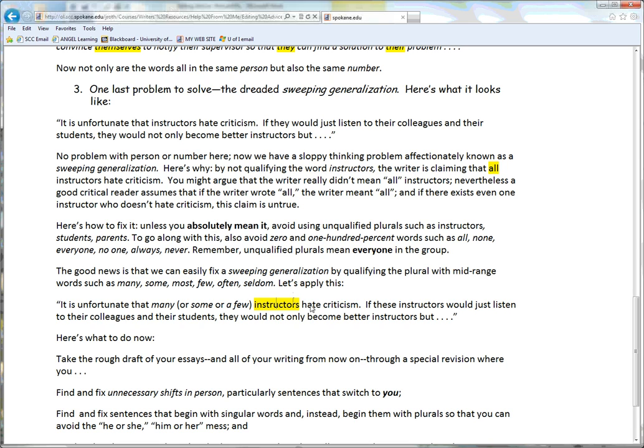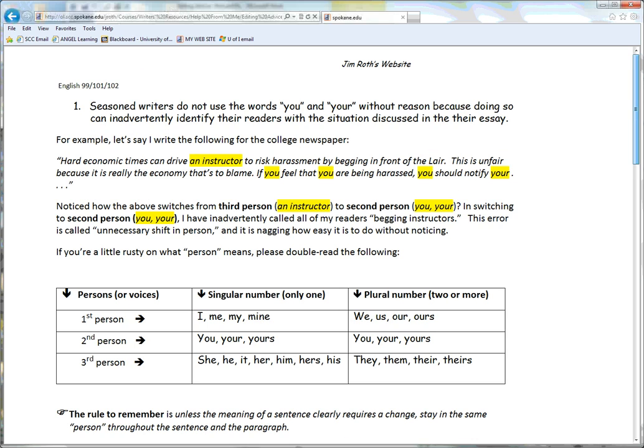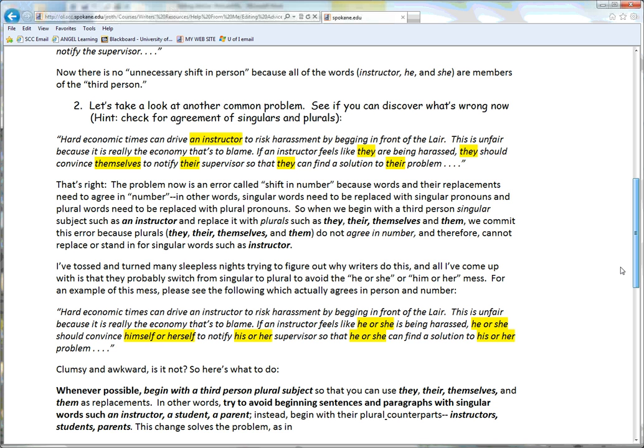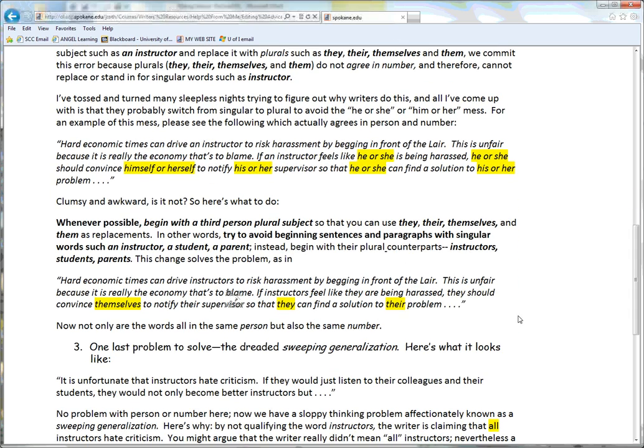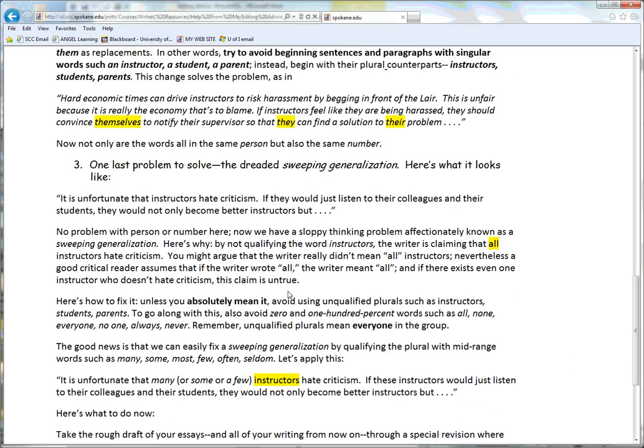So be careful of these plurals, these kind of sweeping plurals that gather everybody in the same pot and tag them, because likely that's not what you mean. Okay, so that about does it for this handout, editing, find and fix. Again, remember, stay in the same person, always with a plural antecedent or word to replace, like instructors, so you don't have to worry about using "they" and "their" and "them." And then finally, be careful of sweeping generalizations. Be careful that you mean everyone in a class before you say that.